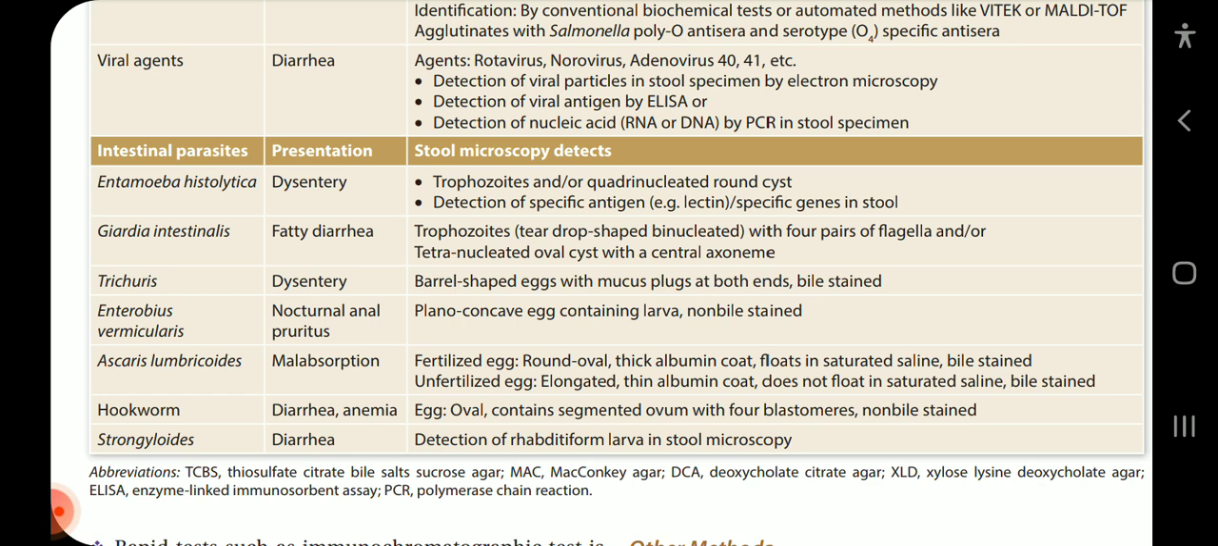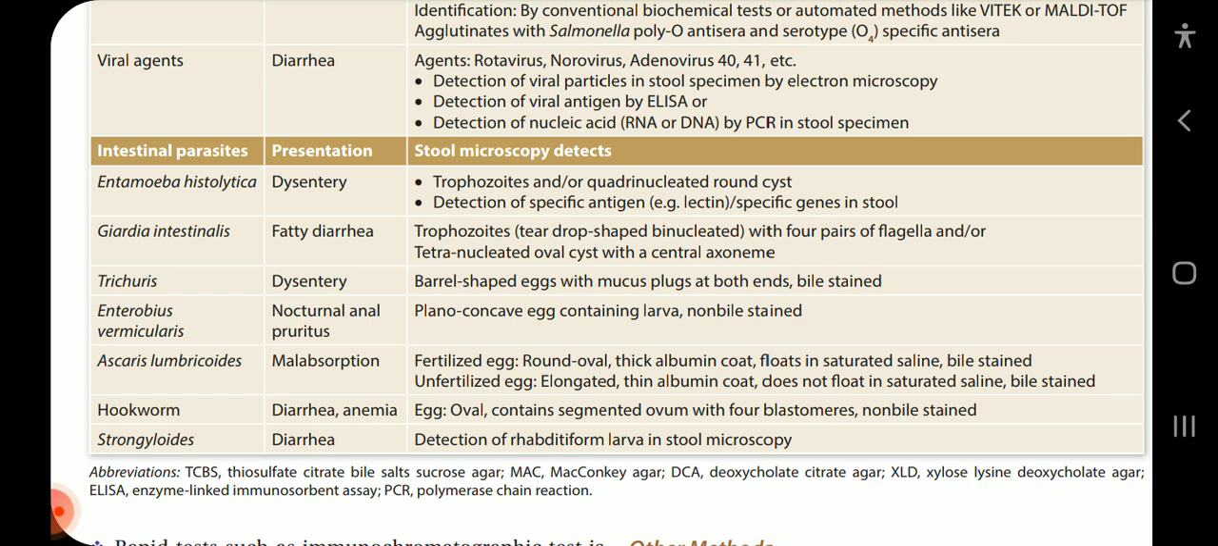Ascaris lumbricoides, malabsorption. Fertilized egg is round to oval with a thick albumin coat, floats in saturated saline, bile stained. Unfertilized egg is elongated with a thin albumin coat, does not float in saturated saline, bile stained. Hookworm, diarrhea, anemia. Egg is oval, contains segmented ovum with 4 blastomeres, non-bile stained.